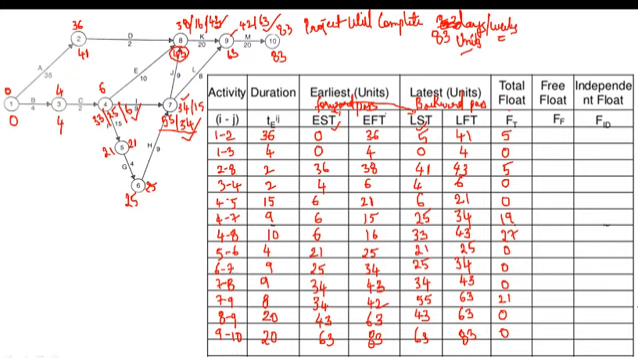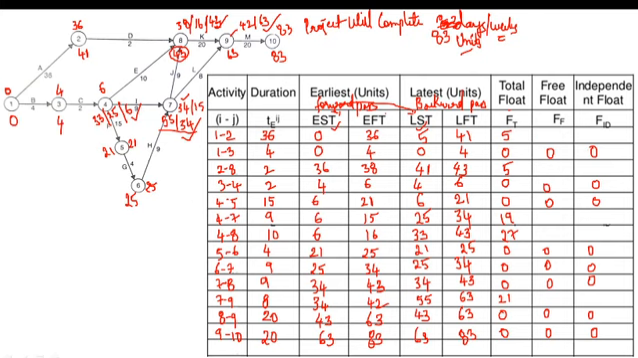The values whose total float is 0, automatically free float and independent float are also 0. Free float is 0, independent float is 0, because the values of free float and independent float are never greater than total float.